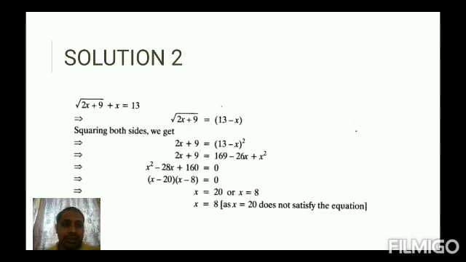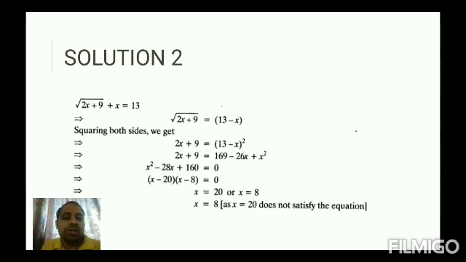At one side there is a square root, and at the other side there is no square root. For cancelling that square root, we have to apply square on both sides. So squaring on both sides, the square root of 2x plus 9 will be cancelled out. It will be written as 2x plus 9, and the square of (13 minus x) can be written as 169 minus 26x plus x square.